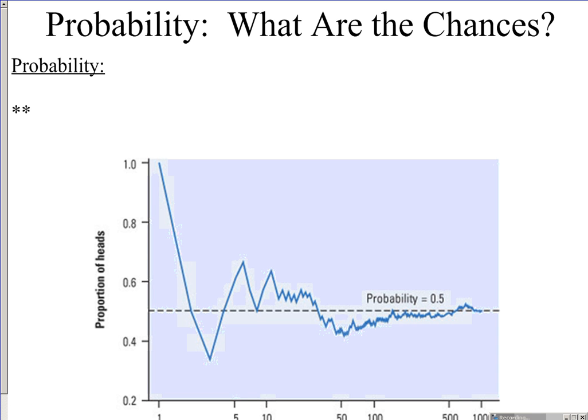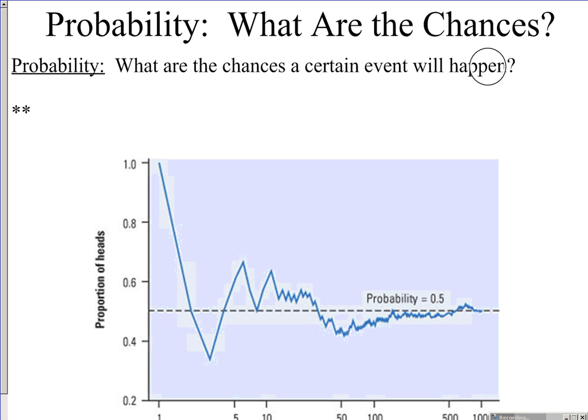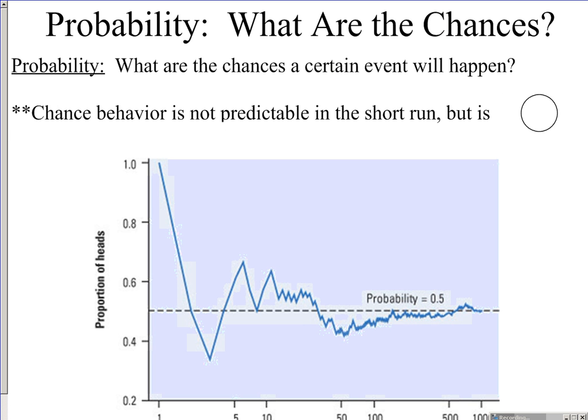Another area that we'll talk about, but not as much as what a lot of people think. A lot of times people think if you're taking statistics, there's going to be a ton of probability in it. Okay, in introductory statistics courses, there's really very little probability. Probability is simply what are the chances that a certain event will happen. The important thing on probability, which when we get to it, we'll be talking about over and over again, is that chance behavior is not predictable in the short run, but is predictable in the long run.